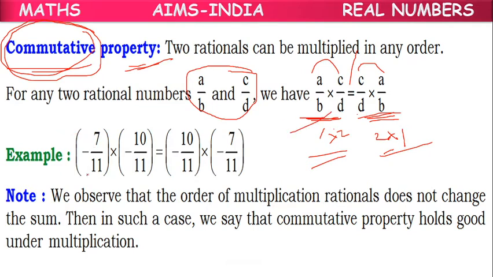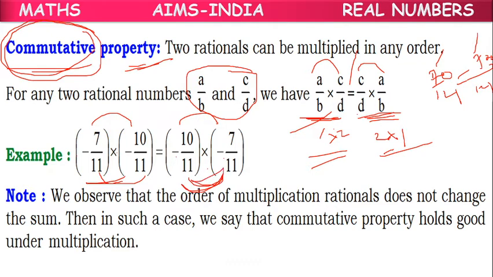So here we have this number: 7 into 10, 70; 11 into 11, 121; minus into minus, positive. So on the left side we have 70 by 121. What about the right side? Minus into minus, plus. 10 into 7, 70. 11 into 11, 121. LHS equals RHS. Both values are the same.